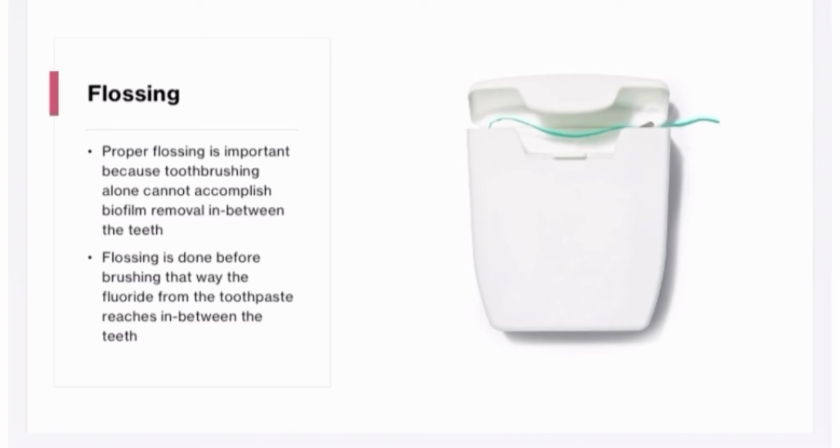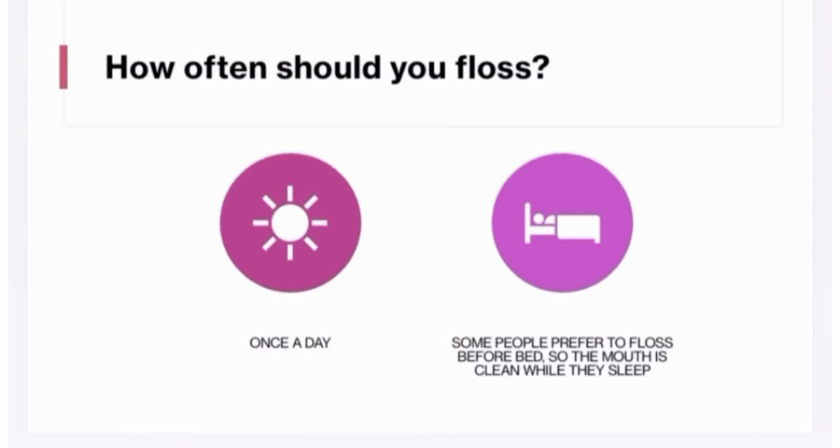Flossing, my favorite. Proper flossing is important because toothbrushing alone cannot accomplish biofilm removal between the teeth. Flossing is done before brushing to allow the fluoride from the toothpaste to reach the teeth in between. Flossing should be done at least once a day, whether in the morning or at night, but there are some people that prefer to floss right before bed so they go to sleep with a clean mouth.